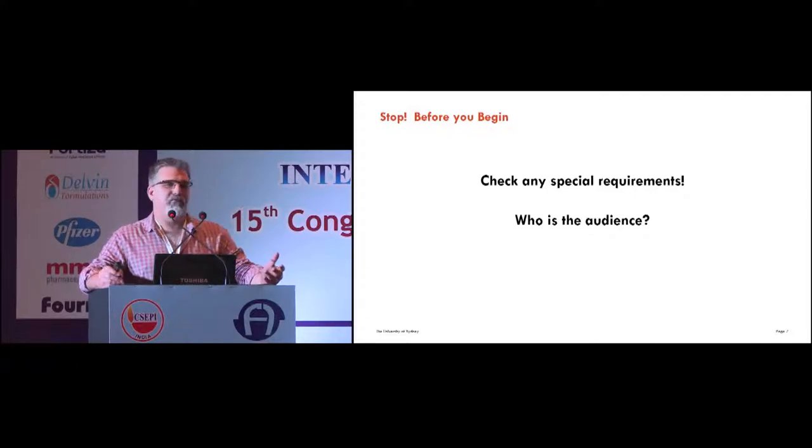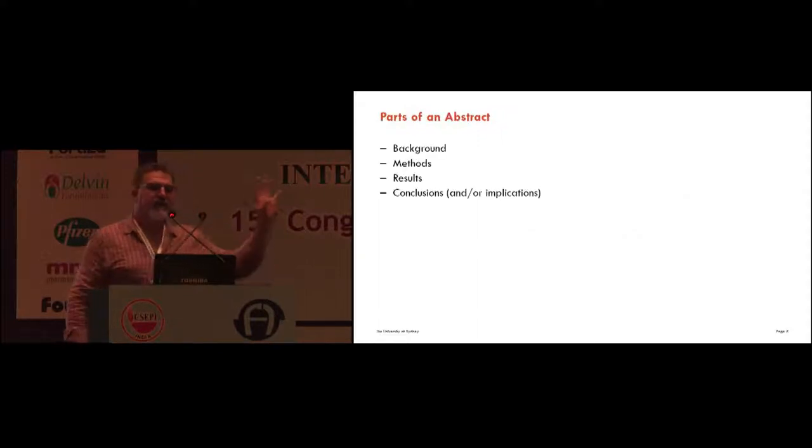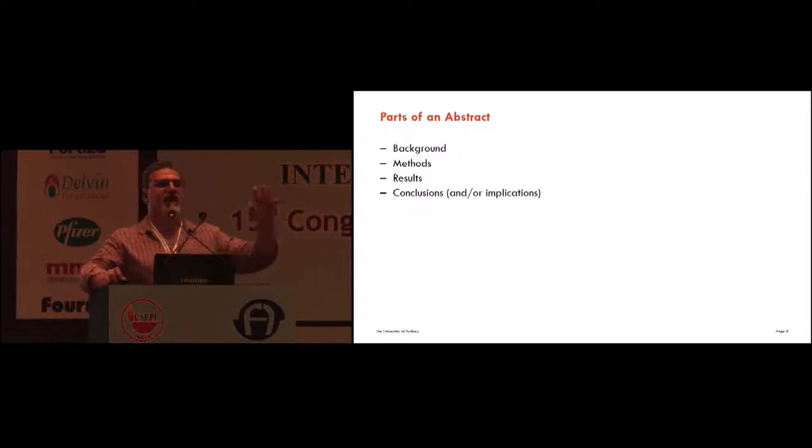Now, when I review abstracts, I'll review up to 100, 150 abstracts at a time for a conference. The first thing I'm going to do is knock out all of the abstracts that don't meet the basic requirements. Secondly, who is the audience? We need to be aware who we are communicating to. These are the two key things before we begin writing the abstract. So the four parts of an abstract: the background, the methods, the results, and the conclusions. This is a general presentation again. Always check the requirements for the abstracts before you start writing.